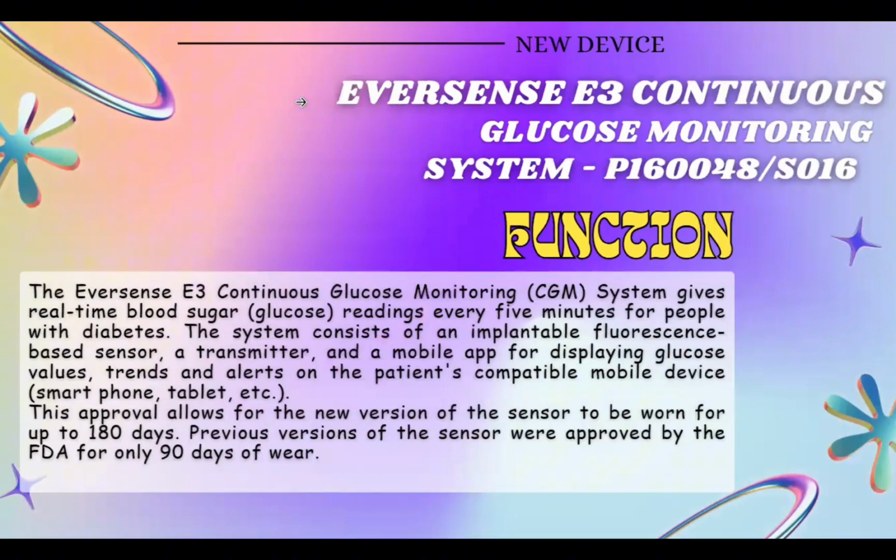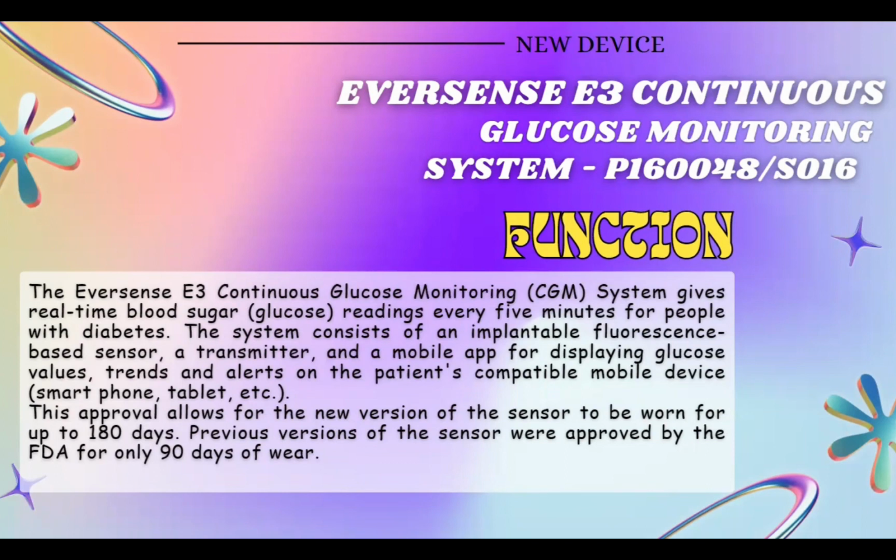The Eversense E3 continuous glucose monitoring system is a newly proposed device that gives a real-time blood sugar or glucose reading every 5 minutes for people with diabetes. The system consists of an implantable fluorescence-based sensor, a transmitter, and a mobile app for displaying the glucose values, trends, and alerts on the patient's compatible devices such as their phones, their tablets, and so on.